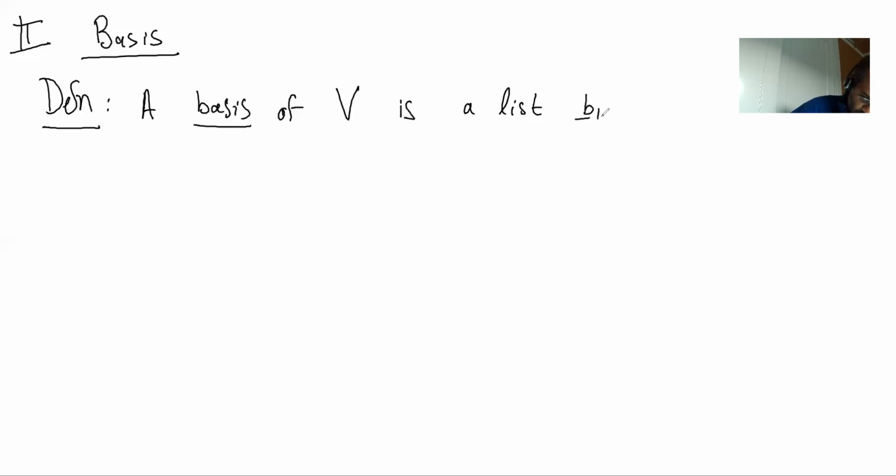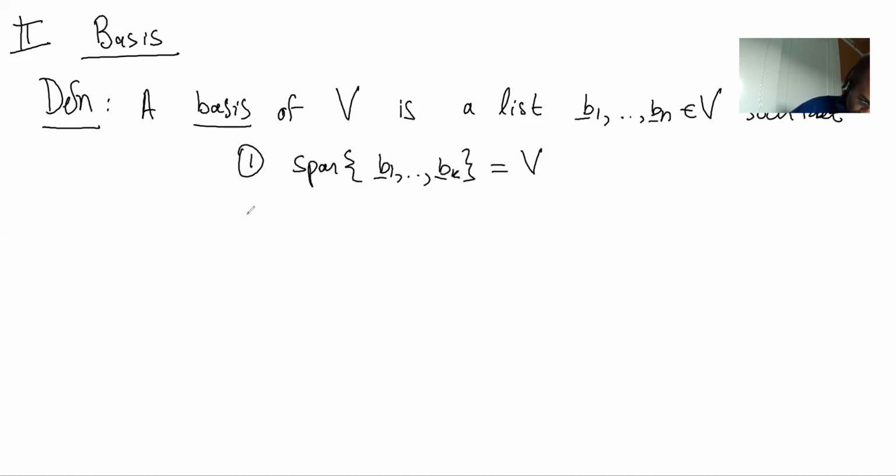So definition: a basis of a vector space V is a list B1 through Bn of vectors in V such that two things are true. The span of the vectors is equal to V, and they're linearly independent. Okay, so this is again saying that there are enough vectors to span the vector space, but they're not redundant.